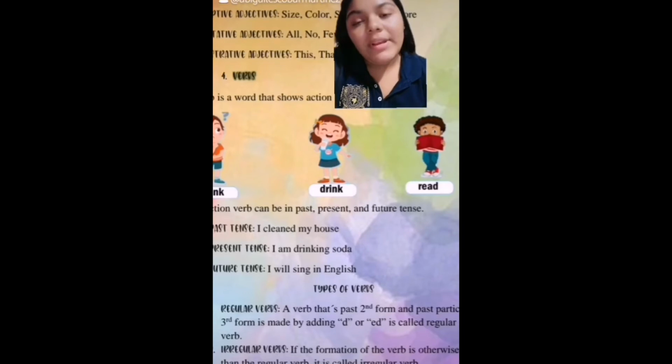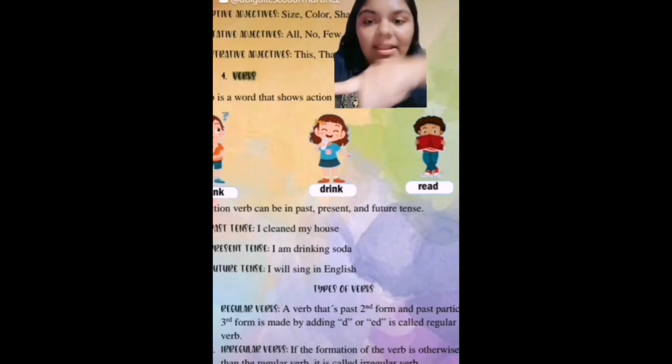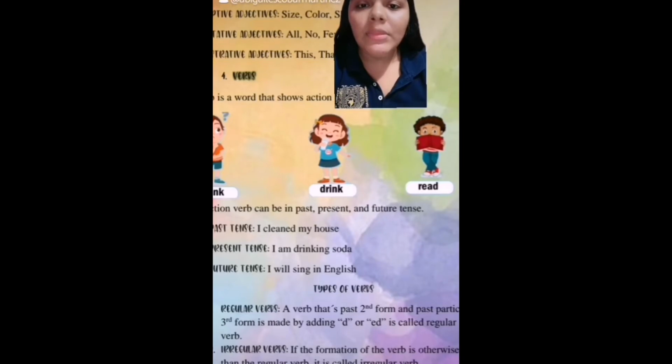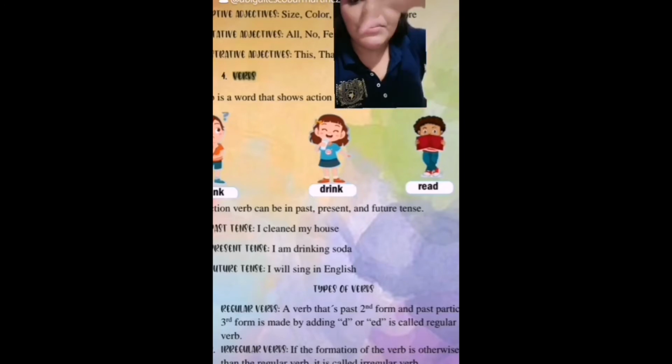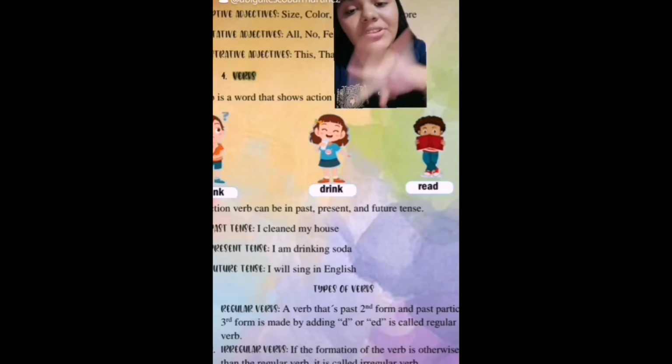Okay, the verb is a word that shows action, as shown in the following sentences: think, drink, and read. The action verb can be in past, present, and future tenses. So here below are many examples of the three times.